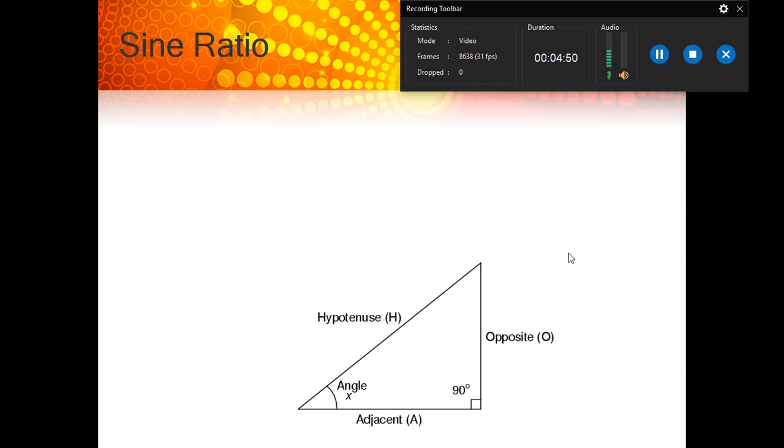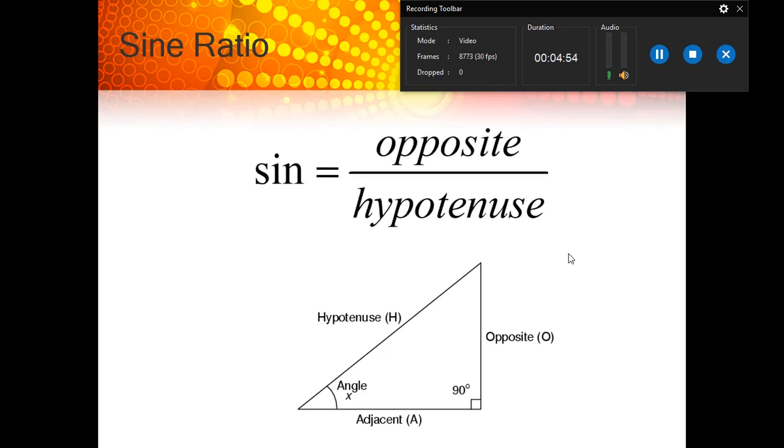The first trig ratio is called the sine ratio. We abbreviate sine as SIN. We do not call it sin, it's still sine. This ratio always compares the length of the opposite side to the length of the hypotenuse.